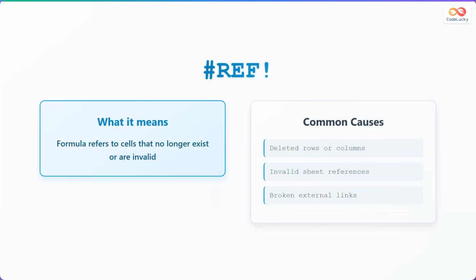The reference error occurs when a formula refers to cells that no longer exist or are invalid. This often happens when rows or columns are deleted, invalid sheet references are used, or external links are broken. It's Excel's way of saying it can't find where it's supposed to be looking.